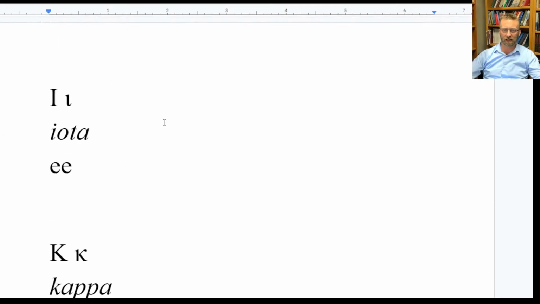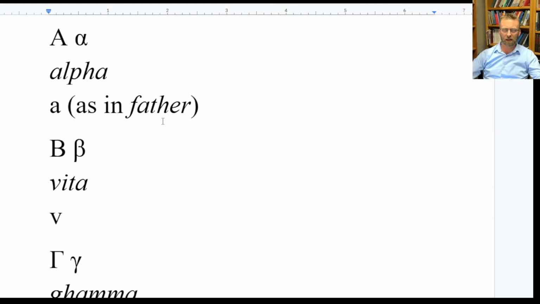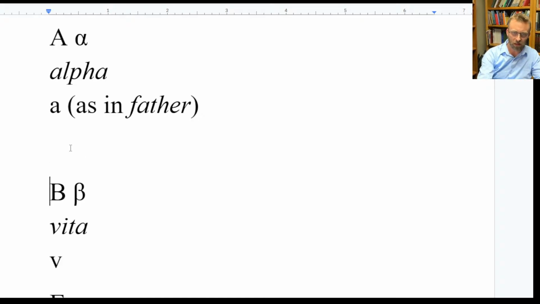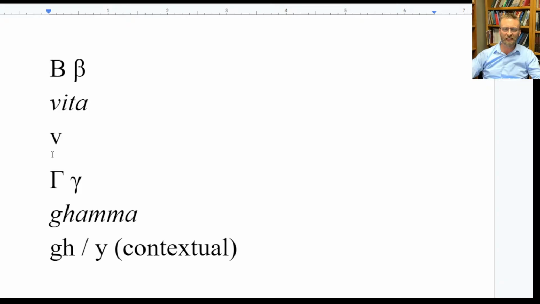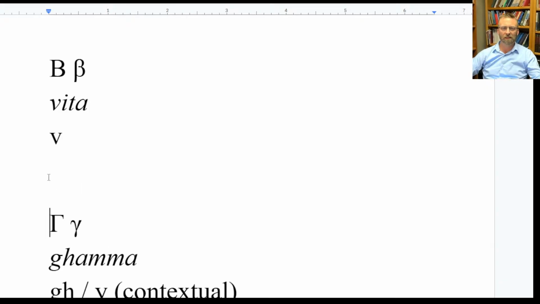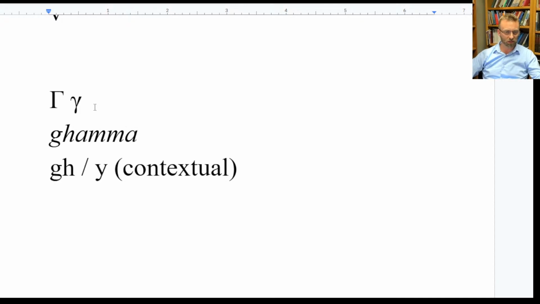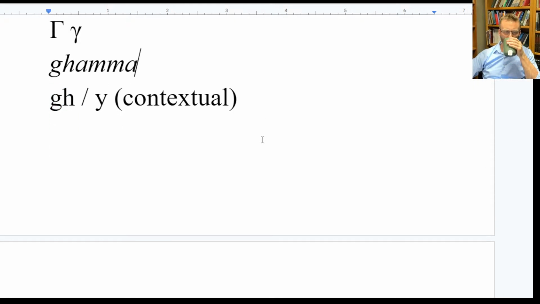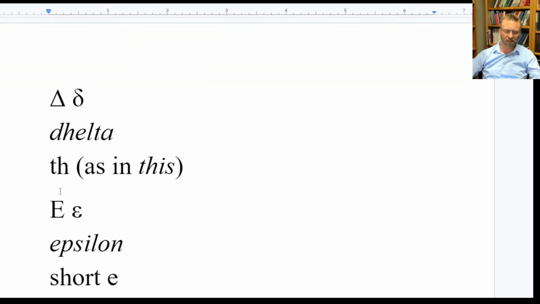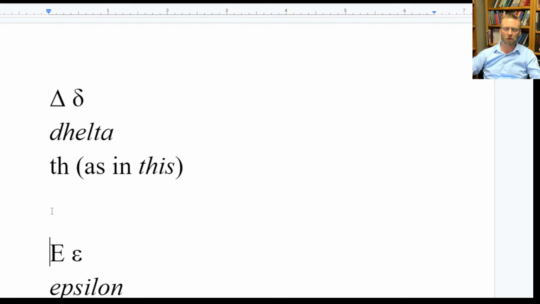So if we go back up to the top here, alpha. Okay? Alpha looks like an A in both cases. Vita, which is traditionally known as beta, looks like a B. So pretty easy. Just have to remember that it's pronounced more like a V. Gamma is a little trickier because the minuscule looks like a Y. And sometimes it can make a Y type sound, but it's more of a GH most of the time. That's a contextual thing. Okay. Next we have delta. And that corresponds to the English letter D. And the minuscule looks like a D.